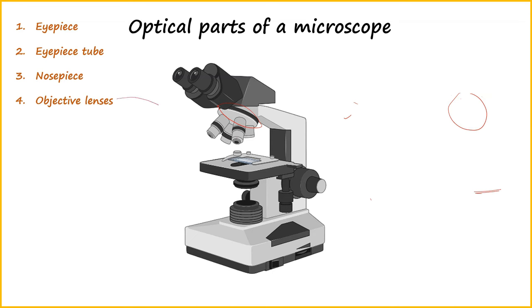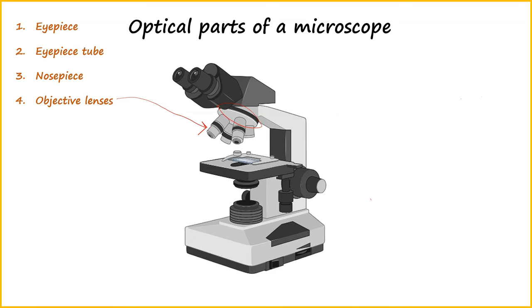Here in this image, you can see this portion. Basically, this portion is known as an objective lens. Objective lenses are located below the nose piece. As you can see in this image, these are located below the nose piece. Usually you can find 3 to 4 objective lenses on a microscope.